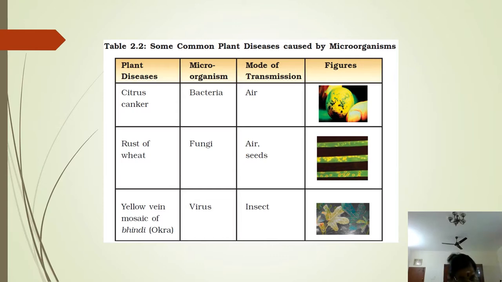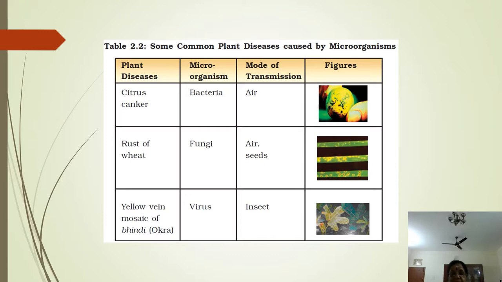A few other examples I am giving. Crown gall disease in cotton is caused by bacterium. Citrus canker too. Rice blast is caused by fungus. Panama wilt is a fungal disease that attacks the banana plant. Red rot of sugarcane is a fungal disease. Rice tungro disease is caused by tungro viruses.